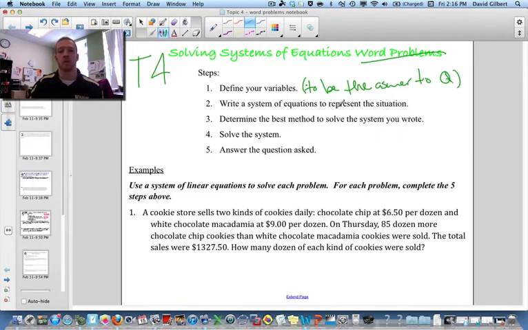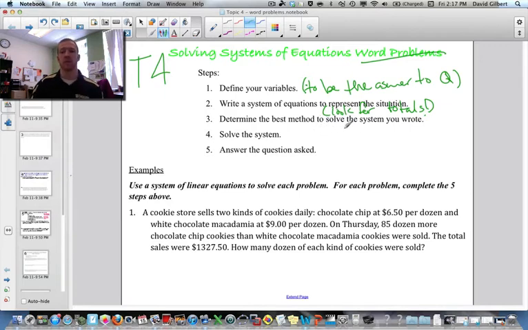Step 2, write a system of equations to represent the situation. I'm really going to emphasize that I want you to look for totals. So write this down, that's important: look for totals. That's going to help you set up your equation.